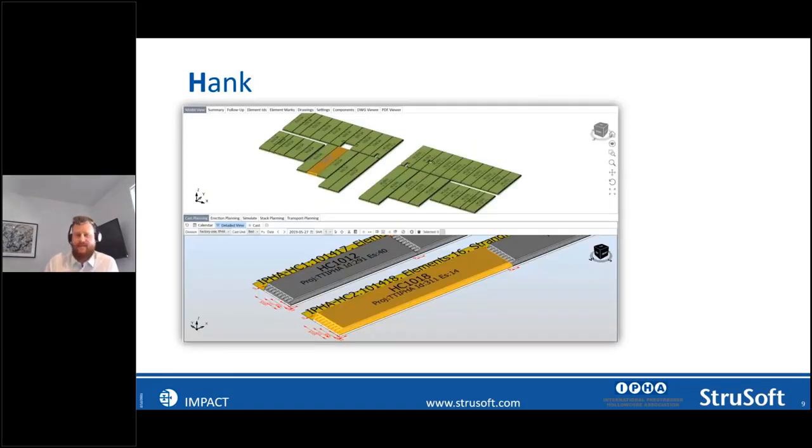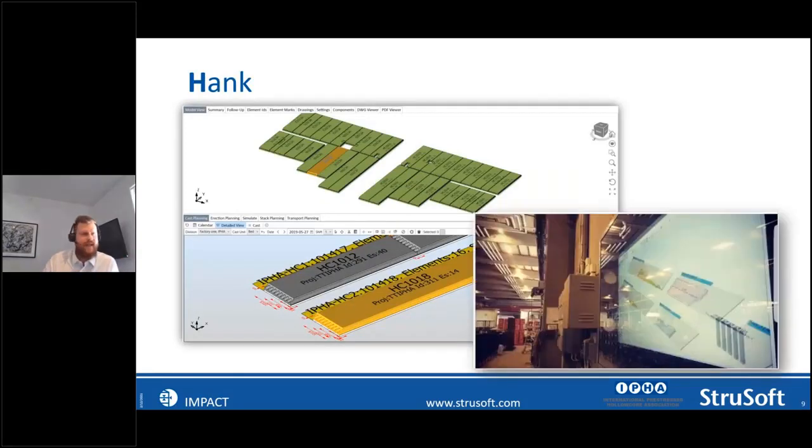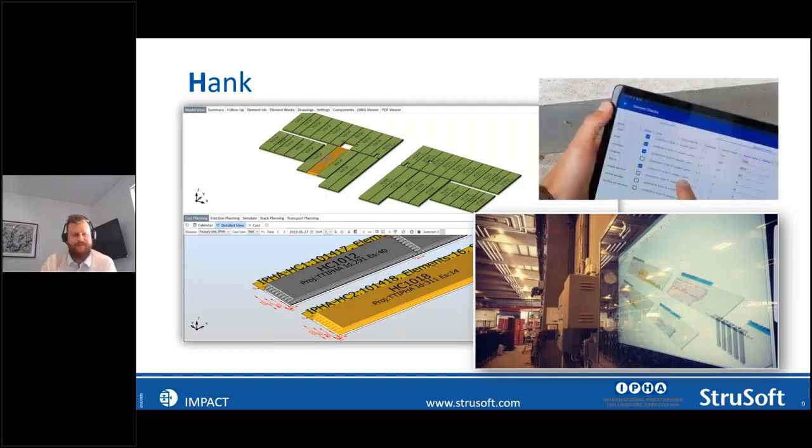Hank, he looks at the planning, of course. Hank might have a screen in the production hall. He might have a laptop, or still, we are working in the cloud. It doesn't mean we necessarily have to go paperless. So of course, he can print out something to look at if that's what he prefers.